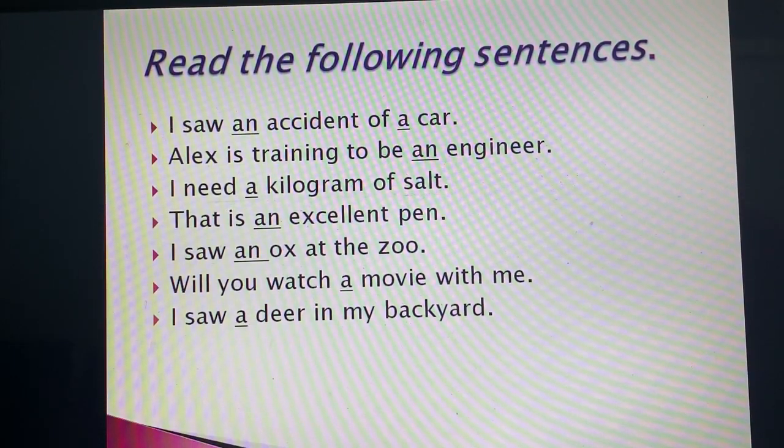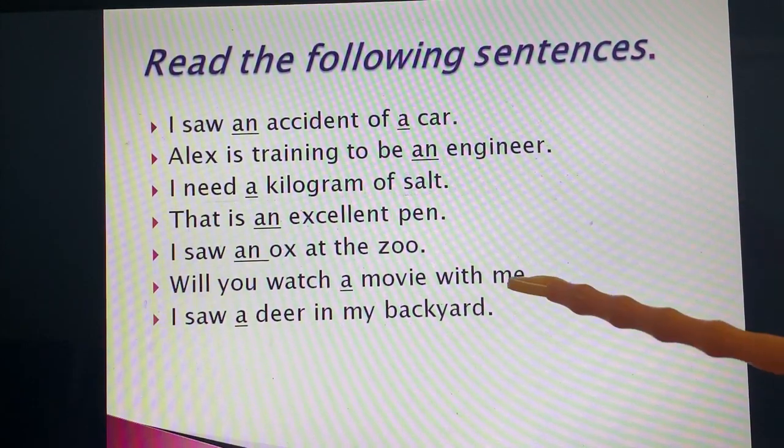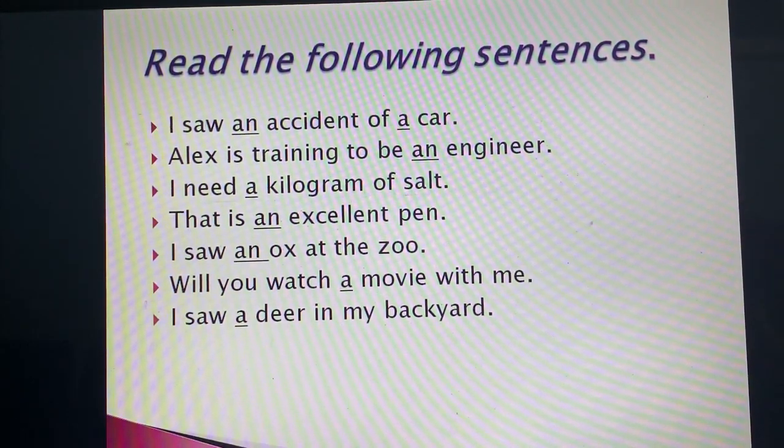That is an excellent pen. I saw an ox at the zoo. Will you watch a movie with me? Sorry, over here a question mark will come. It's by mistake. I saw a deer in my backyard.